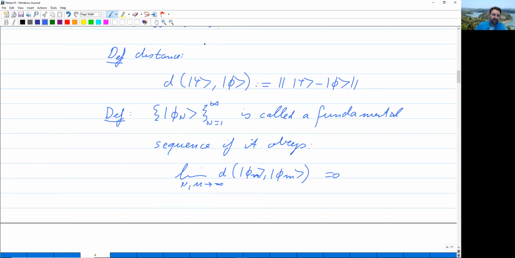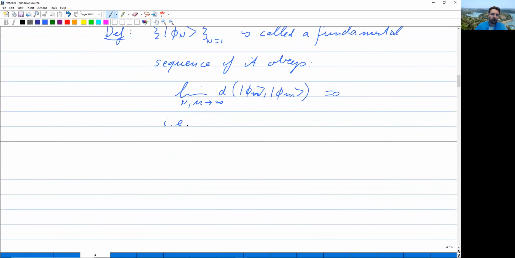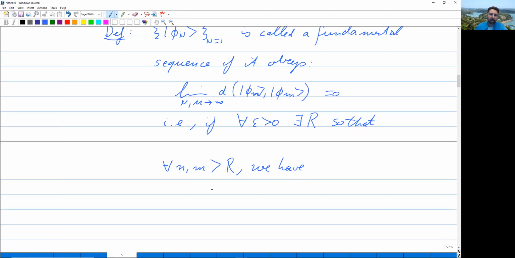Now, let me spell out what that really means, i.e., if for all epsilon larger than 0, there exists a number r so that for all n and m which are larger than r, we have that the distance between phi n and phi m is smaller than epsilon. Okay?